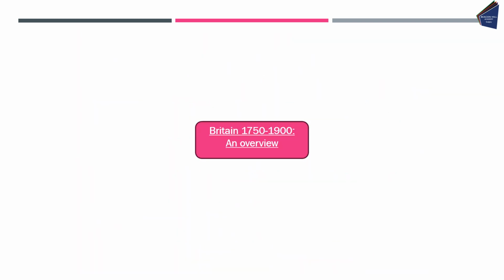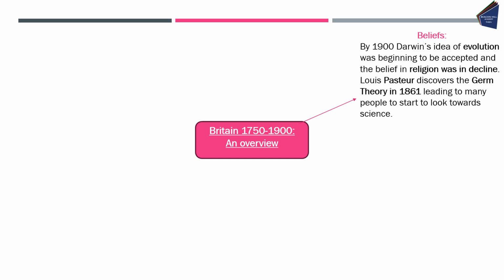Let's start by looking at an overview of Britain between 1750 and 1900. I'm going to start with beliefs. So by 1900, right at the end of our time period, Darwin's idea of evolution was beginning to become accepted and the belief in religion declines. The real turning point in this move away from religion was Louis Pasteur's discovery of the germ theory in 1861, which leads many people to start to look towards science for the first time, which is going to have a really positive impact on public health.